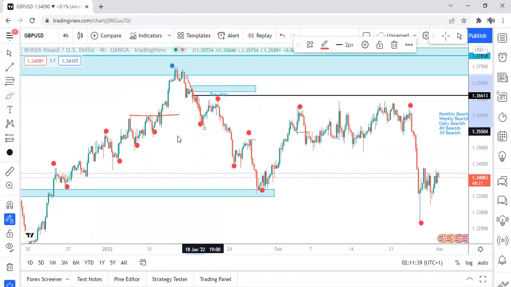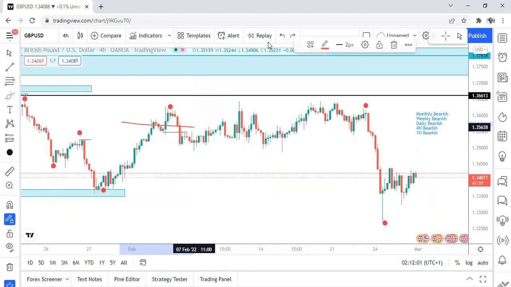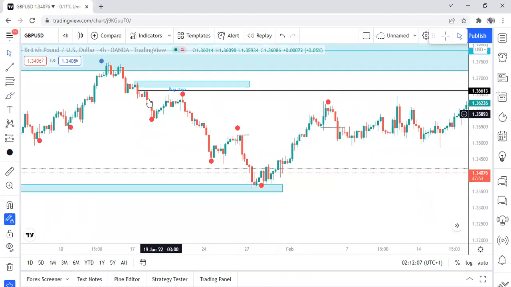So when it broke the structure right here, we know that our daily is bearish, our 4-hour is bearish. So what are we looking for? We are looking to sell this currency pair. Since we are looking to sell this pair, by the time it gets to this point of interest, we begin to sell it. So higher high, lower low: lower low, higher low, lower low, higher low, lower low.